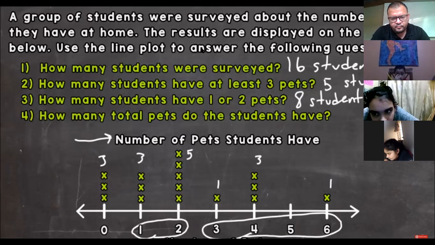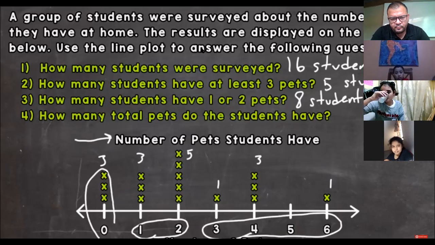And lastly, this is probably the most difficult question out of the 4. How many total pets do the students have? This is not a matter of just counting up all of the X's, because each X, for example right here, each X holds a value of 0, because each of those students have 0 pets. So this is 0 right here. This is going to be worth 0 for that question.